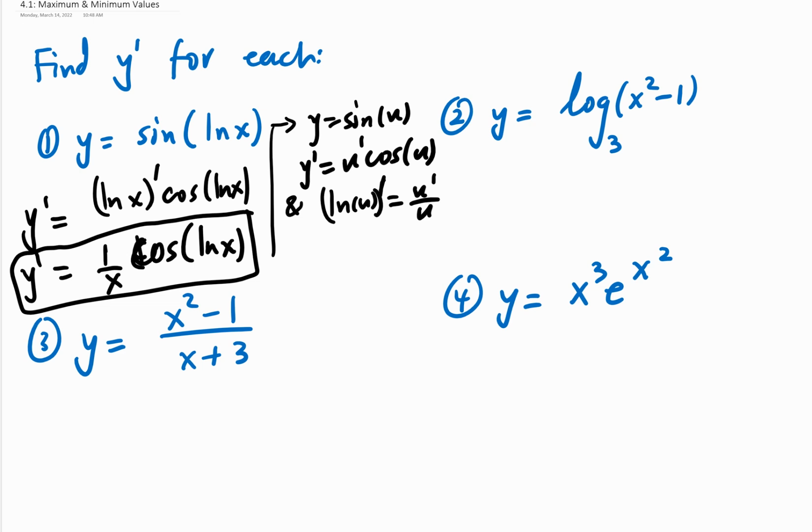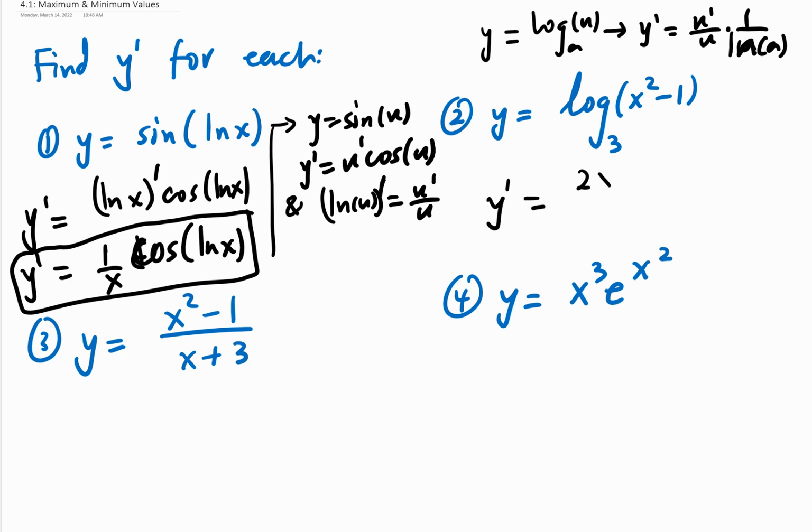For number 2, if we have, recall, log u base a, then y prime is u prime over u times 1 over a, isn't it? 1 over natural log of a. So y prime is 2x over itself times 1 over natural log of the base.